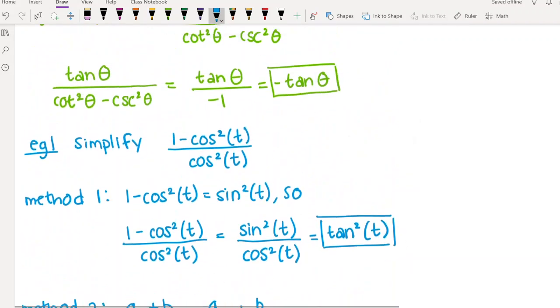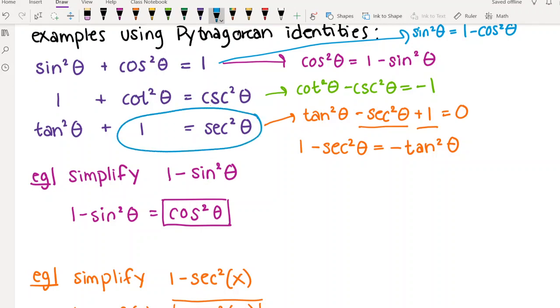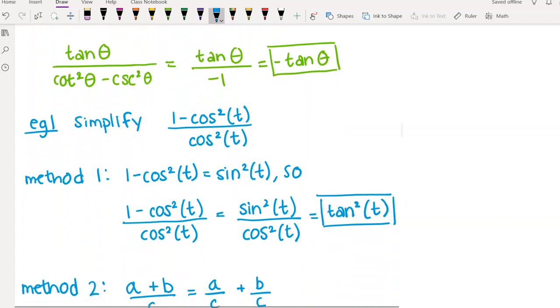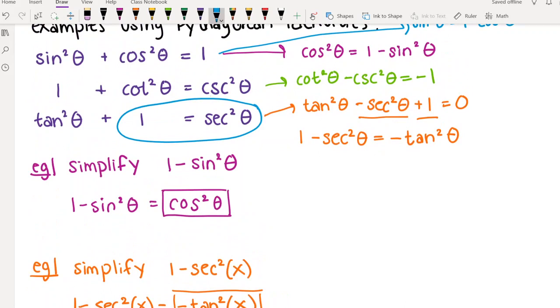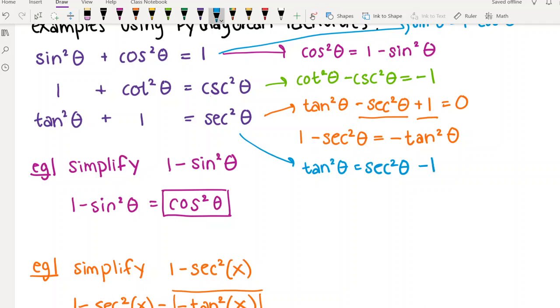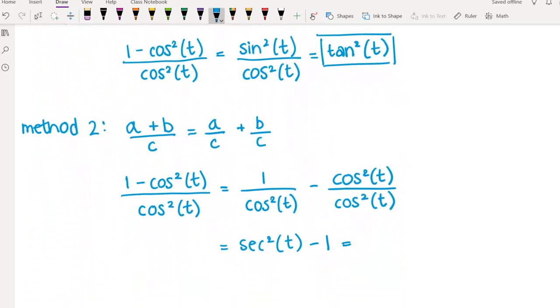And so now if we look back at our identities, if you were to take this equation and subtract 1 from both sides, let me make sure I'm getting this not backwards. Yeah, if you subtract 1 from both sides, you get tangent squared of theta is equal to secant squared of theta minus 1. And so going back to what we have down here, our expression simplified to secant squared of t minus 1, and based on that identity, that's the same thing as tangent squared of t.